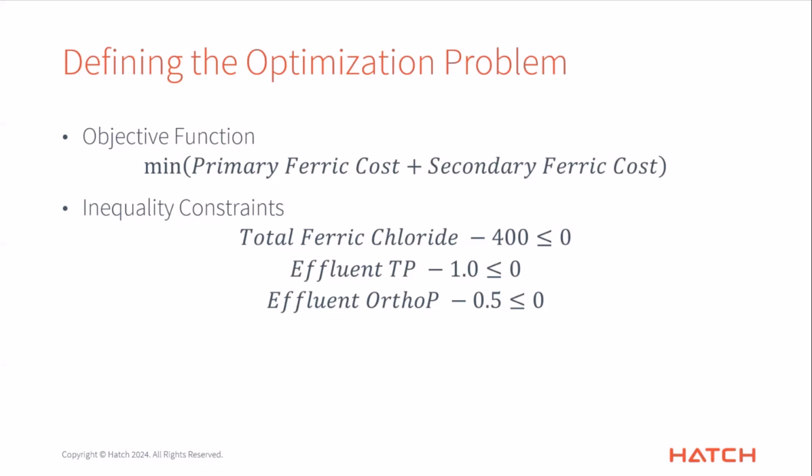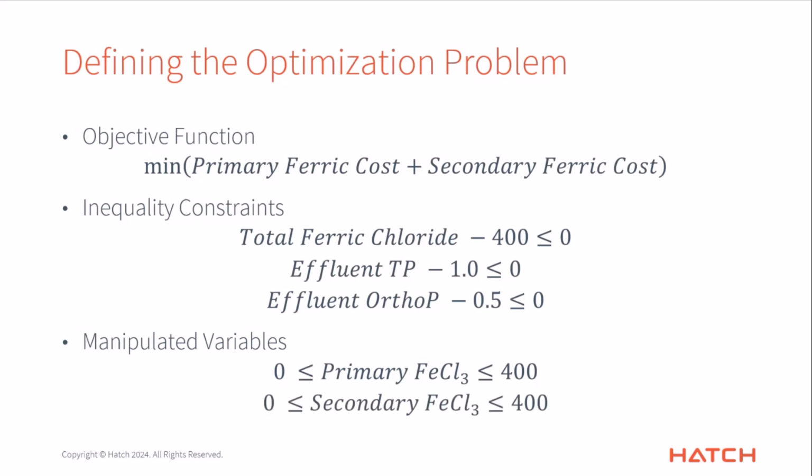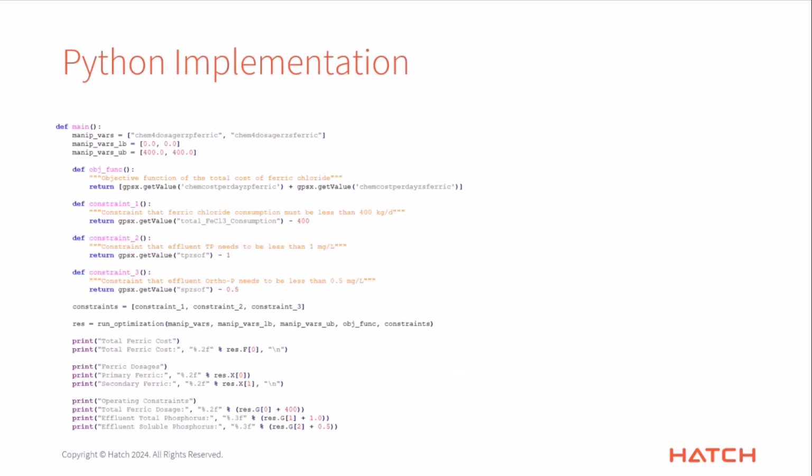We aren't interested in adding any equality constraints in this particular optimization problem, but we will add our manipulated variable definitions next. So we're going to have 2 manipulated variables. We'll have our primary ferric chloride dosage rate, where we're going to bound that between 0 and 400 kilograms per day. And then likewise, we'll have our secondary ferric chloride dosage rate, where that is also bound between 0 and 400 kilograms per day. All right, next, let's take a quick look at how this could be implemented in Python to then drive a GPS-X simulation to do this optimization.